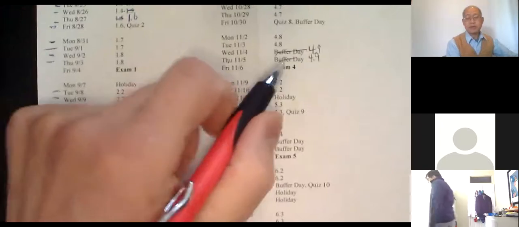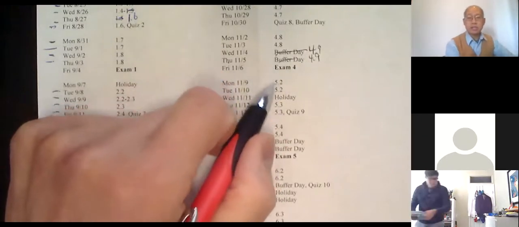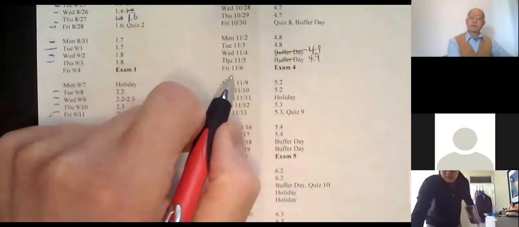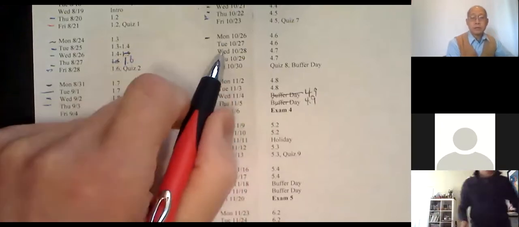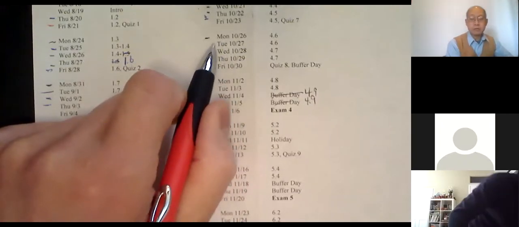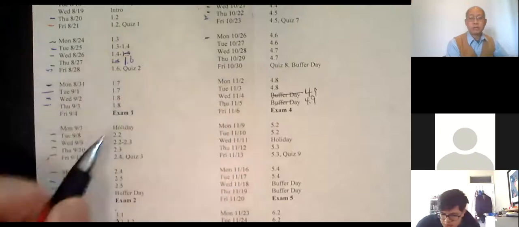All right, so you can put 4.9 for these. That's not going to change the exam date. The exam will still be November 6th, it looks like. Okay, so I'm already up to 4.7. I'll do some or a lot of 4.7 today.